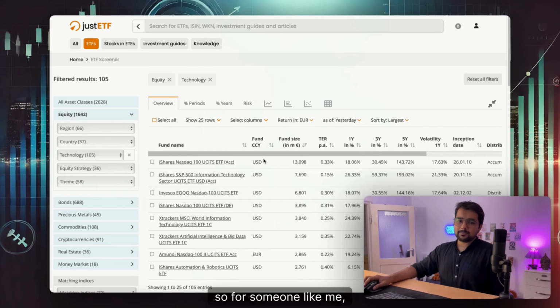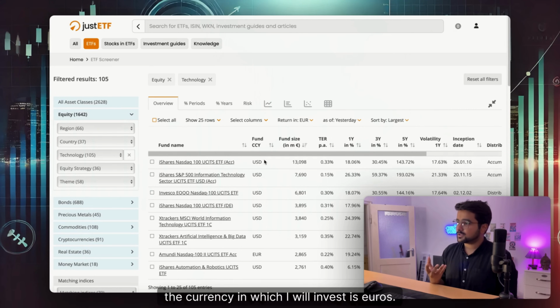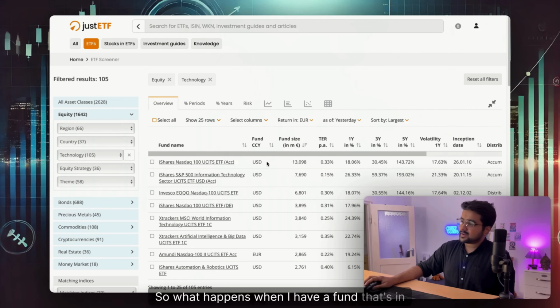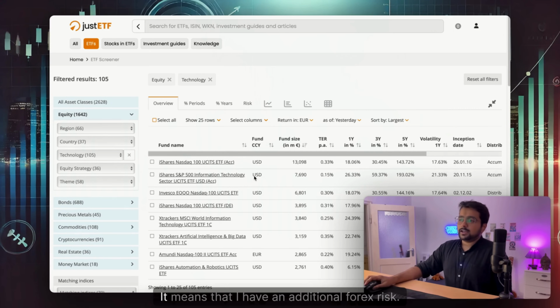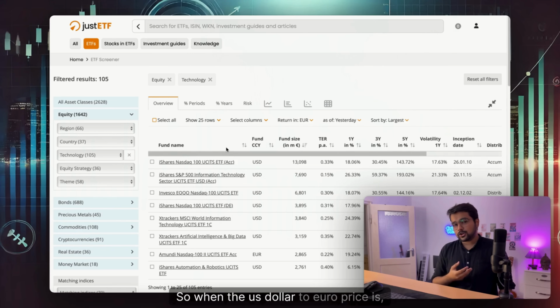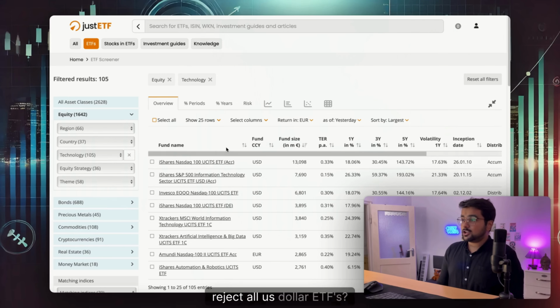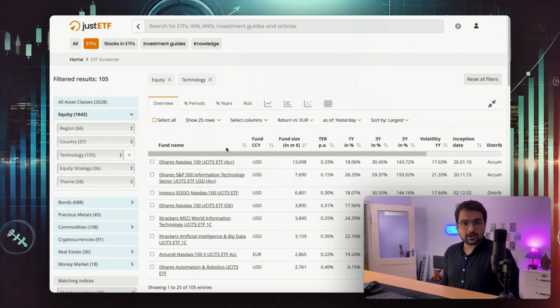So for someone like me who is living in Germany, the currency in which I will invest is euros. So what happens when I have a fund that's in US dollars? It means that I have an additional forex risk. So when the US dollar to euro price is not favorable for me, I will lose some money. Should you then reject all US dollar ETFs? Absolutely not. Why?